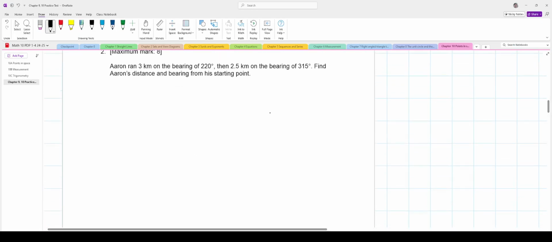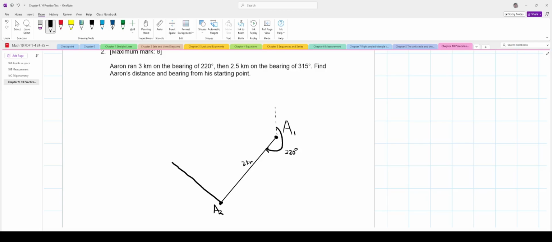So I think it makes sense that we put Aaron's position perhaps around here on the right hand side. Let's call it A1. And then let's draw the situation. The bearing of 220 degrees, which is once again 40 degrees more than 180. So probably like here, and that's A2. And that's 3 kilometers. And then we're going 2.5 kilometers on the bearing of 315 degrees, which is 45 degrees more than 270. So that's going to be around like here.